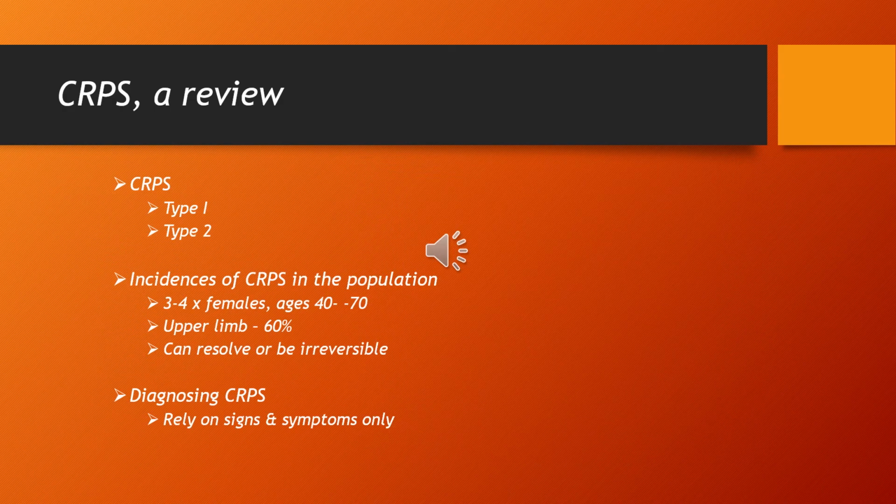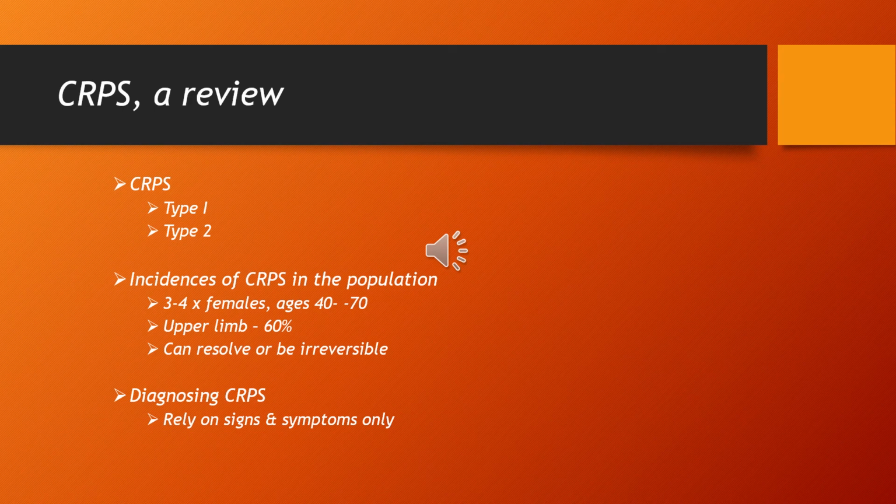Okay, there are two types of CRPS for the purposes of our discussion. There is actually a third type, but it is extremely rare, in less than 1% of the population, so we won't be discussing that. But CRPS type 1 occurs in approximately 90% of the cases and presents with a condition that does not involve a nerve lesion at the periphery. CRPS 2 occurs in about 10% of the cases, and it does involve a nerve lesion at the periphery.